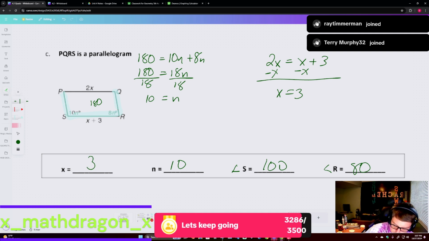So that last one is really about making sure you see the U shape. Because if you don't see that U shape, you could do a lot of things to this problem.